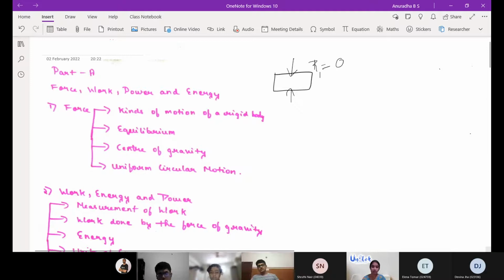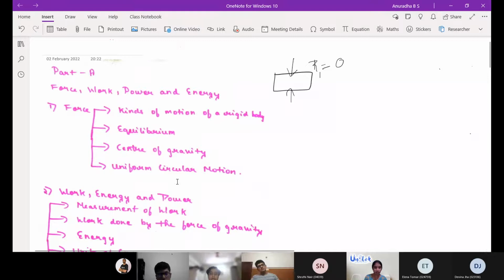Here you will be learning about uniform circular motion. If a body rotates, or is moving in a circular path, what happens to that body? You will be learning about that. You have two types in that, centripetal and centrifugal forces. You don't have to know them now, I just told you, that's all. Now we'll be learning about all those things.